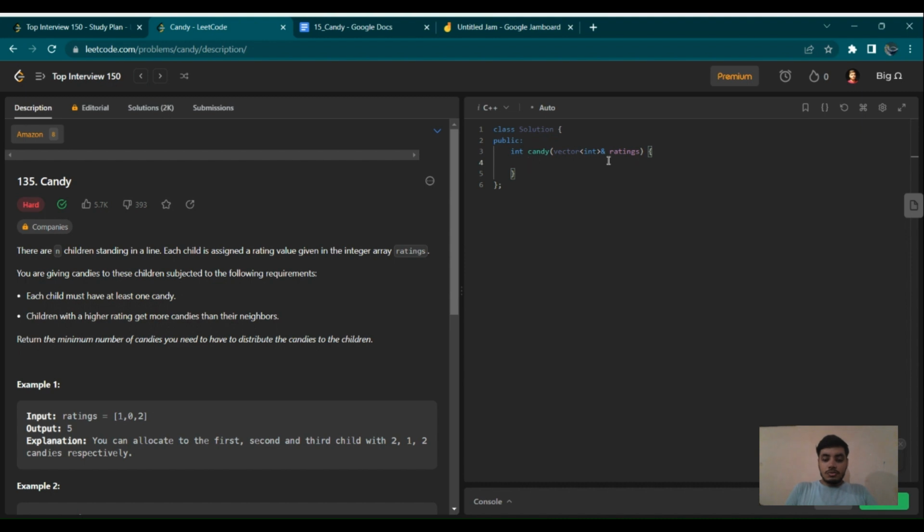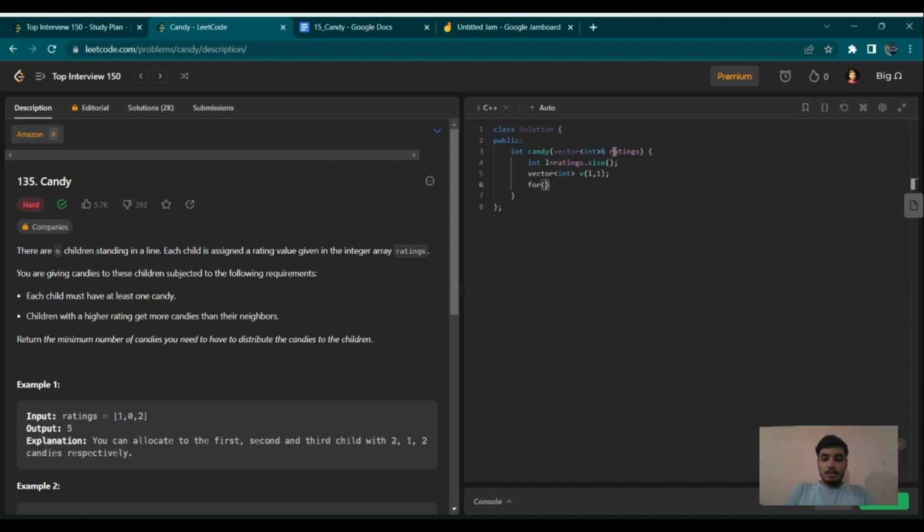So what we're going to do: first, let's take int l, which is going to be the length of the ratings, so ratings dot size. Now we are going to take a vector. Why are we taking a vector? Because we have to store the values. Let's take it v and initialize it. You will see why we are going to initialize it and what the value is. So the value is 1. And why have we done this? Because in all situations we have to satisfy the first condition, which is minimum one. So we are doing this by initializing directly.